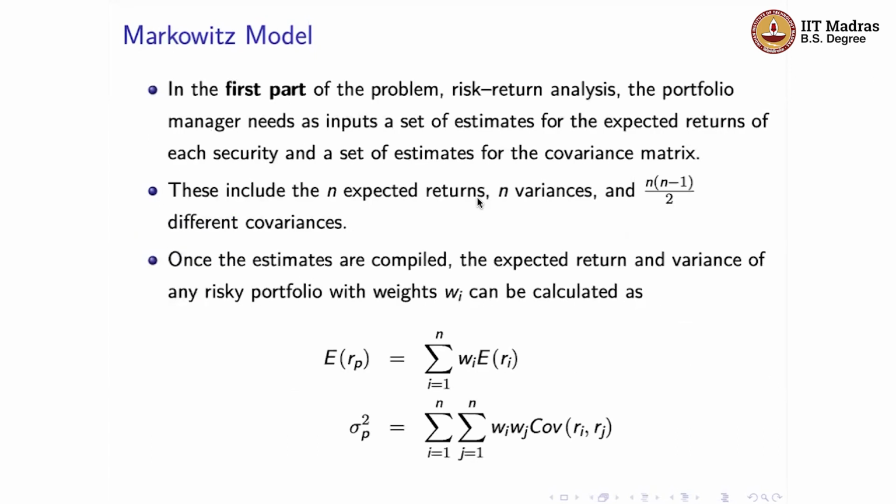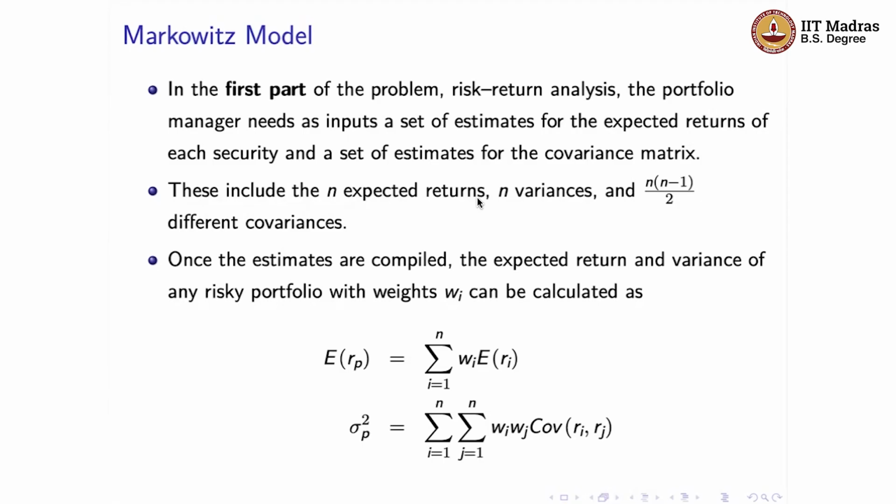So in the first part of the problem, which is basically the risk-return analysis, we want to have n different risky assets, okay? And we want to focus on this to come up with the set of options that are available that can be created from these n risky assets only, right? So what is needed as an input is an estimate for the expected returns of these n risky assets, as well as a set of estimates for the covariance matrix.